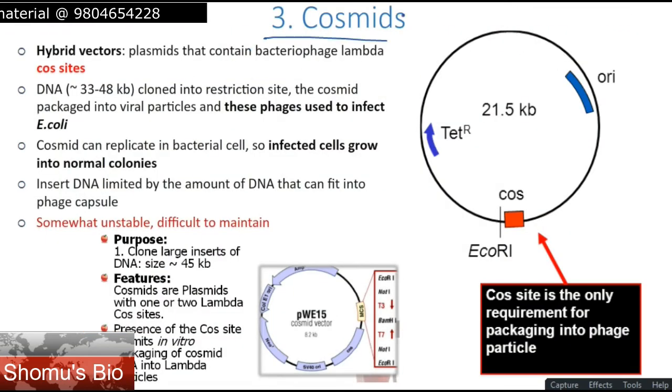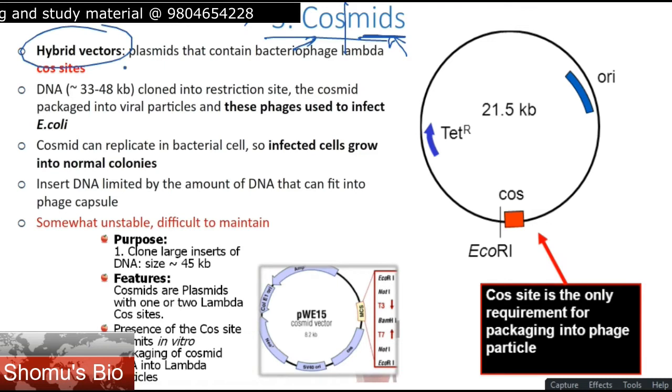Now cosmids. We've talked about plasmids and bacteriophage. Both of them are pure vectors, while a cosmid is a hybrid vector. Now the name, if we divide it, cos and mid, comes from the plasmids, with the cos sites. So it's a hybrid vector. Plasmids that contain bacteriophage lambda cos sites are known as cosmids. DNA of 33 to 48 kb is cloned into the restriction site, and the cosmid is packaged into the viral particles.